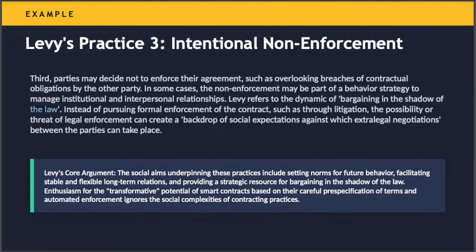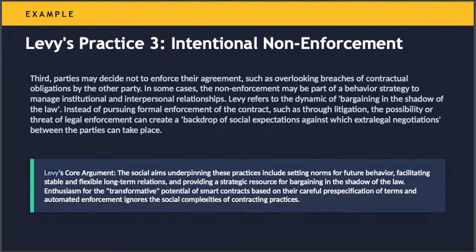So what does this mean? It sounds slick, but when we talk about a shadow, it's not a force. The shadow is the absence of something. So it's bargaining in the absence of the law. Instead of pursuing formal enforcement of the contract, such as through litigation, the possibility or threat of legal enforcement can create a backdrop of social expectations against which extra-legal negotiations between the parties can take place.